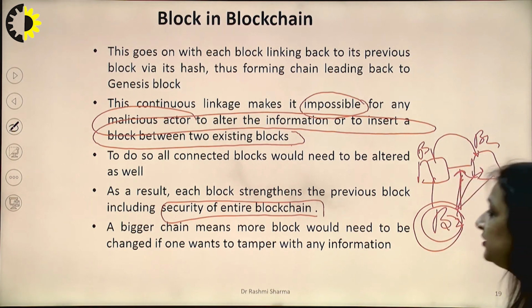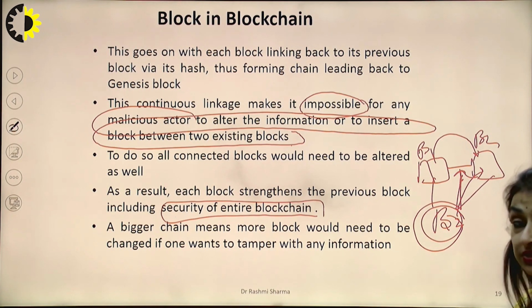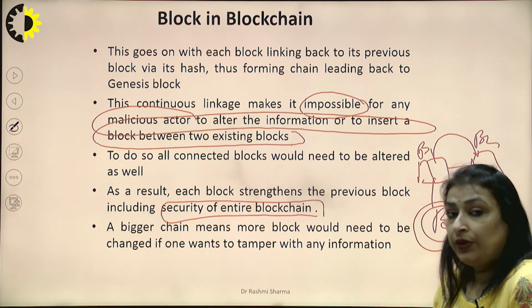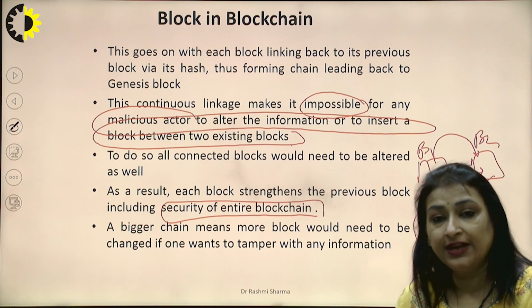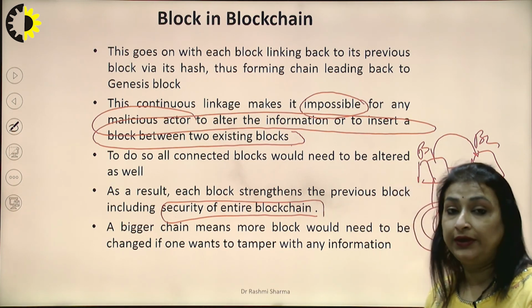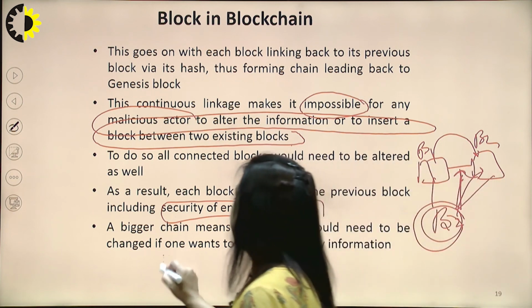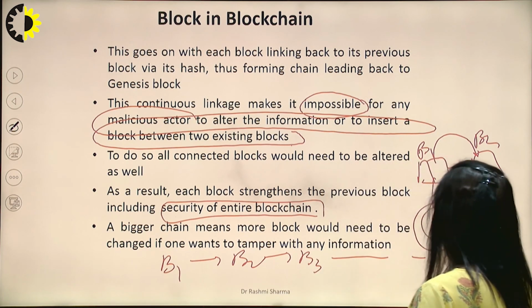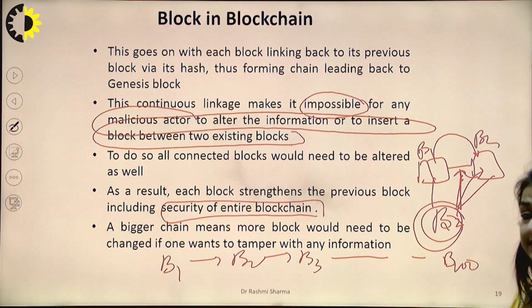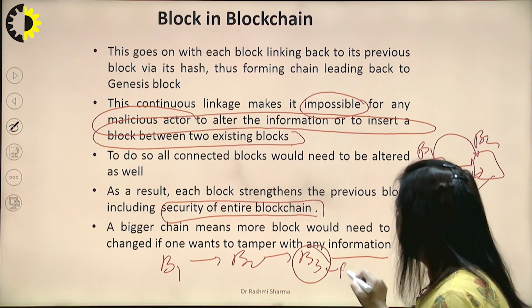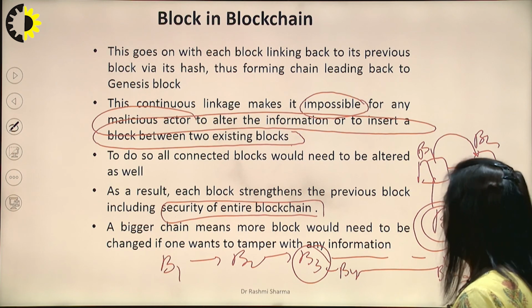A bigger chain means more blocks would need to be changed. If you are adding something and saying there is an update, we have to change more of the blocks, and that means somebody is trying to tamper with or compromise the data. See, if I have B1, B2, B3, and a chain of 100 blocks, and somebody comes and says we have done something wrong in B3, then I have to change everything from B4 to B100 in that chain.